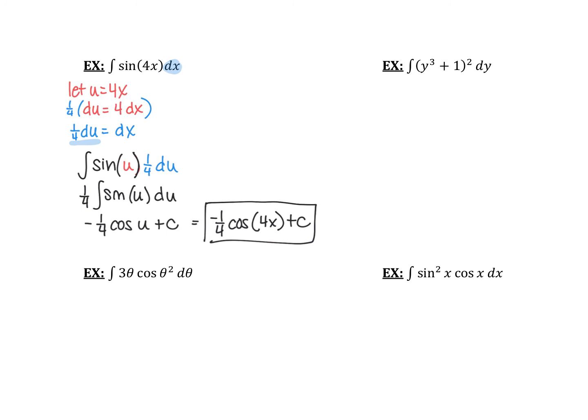Hopefully you had a chance to look at this one, and hopefully your first thought was, okay, if I were doing the derivative of this expression, y cubed plus 1 squared, I know that the chain would come from this y cubed plus 1. So I'm going to let u equal y cubed plus 1. And hopefully then you went and took the derivative, and we'd get du equals 3y squared dy.